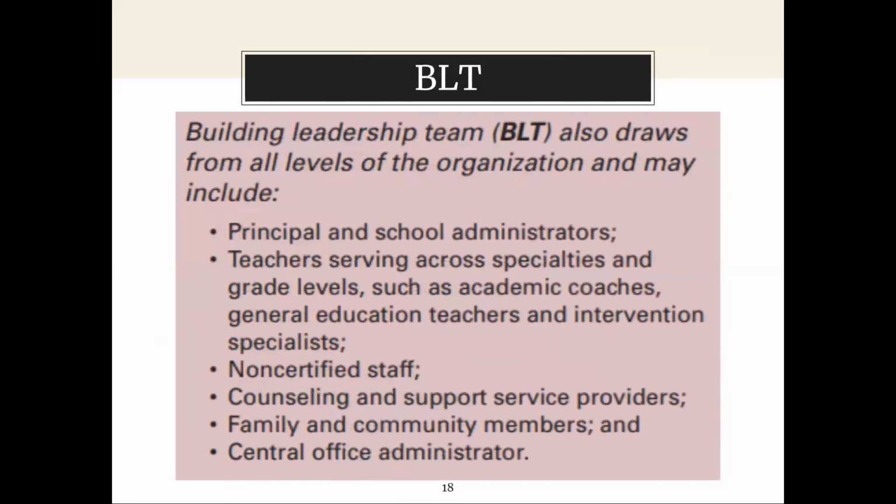After considering the members of your district leadership team, each building principal needs to consider the participants of the building leadership team. The BLT also draws from multiple areas at the building level and may include principal and school administrators, teachers serving across specialties and grade levels, such as academic coaches, general education teachers, and intervention specialists, non-certified staff, counseling and support service providers, family and community members.